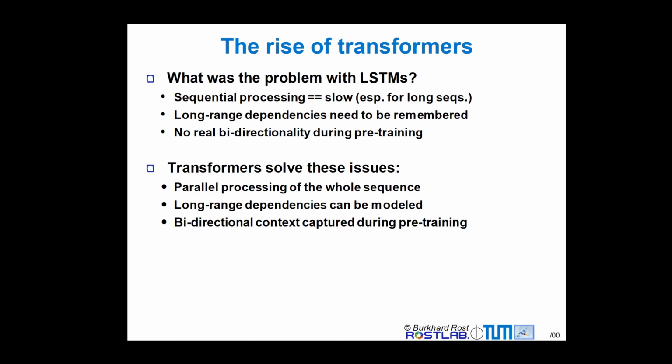And transformers were introduced to solve these issues. They allow parallel processing of the whole sequence. So you really feed in 1,000 tokens, and in one feed-forward pass, you get the embeddings for 1,000 tokens. So you need not sequentially unroll the LSTM for 1,000 time steps. This is really one pass, all parallelized, extremely efficient, but also extremely memory intensive.